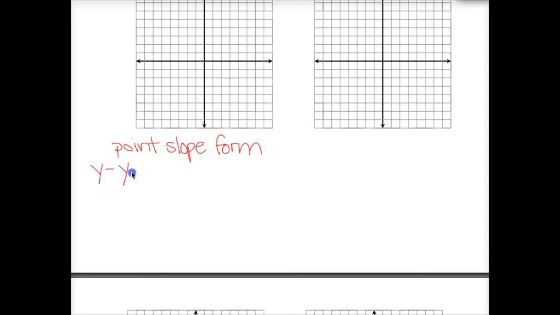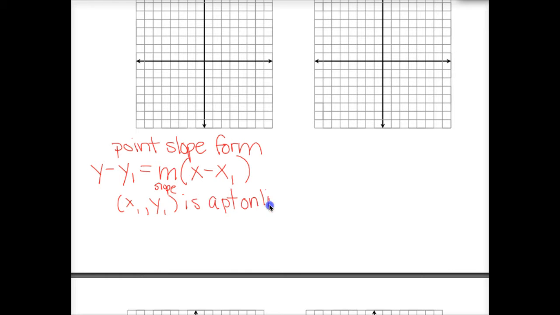Point-slope form is y minus y1 equals m times x minus x1, where m is your slope, and x1, y1 is a point on the line.